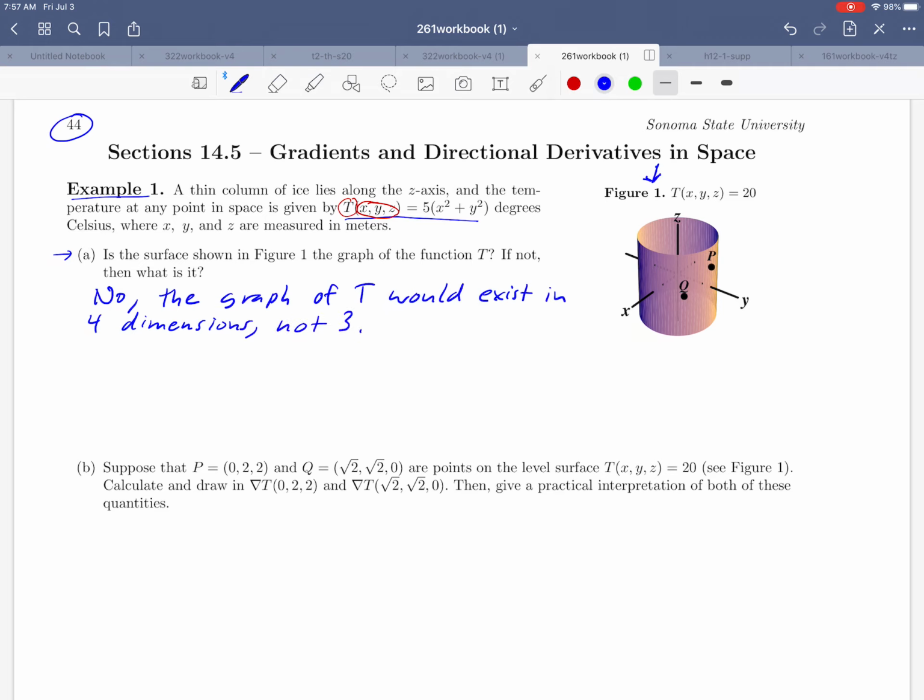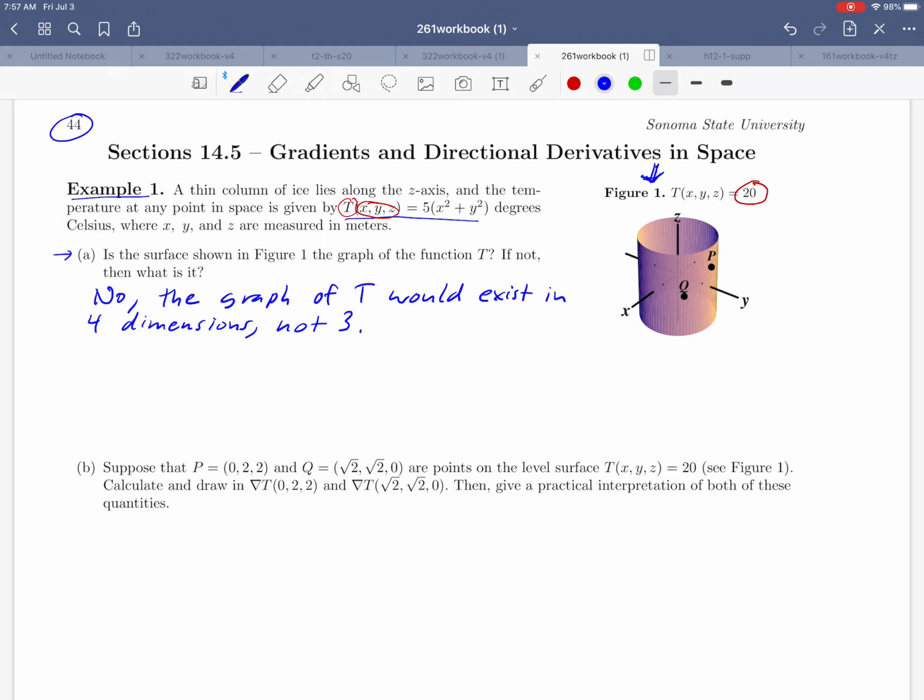All right, well, if that's true, then what are we looking at over here in figure 1? Take a look at how this equation is formed. We took the temperature function and we set it equal to a specific value, 20 degrees Celsius. You might remember that that process is called a level surface of a function. So the graph is not the function itself, but it is a level surface of the function, all points in space where the temperature is 20 degrees Celsius.